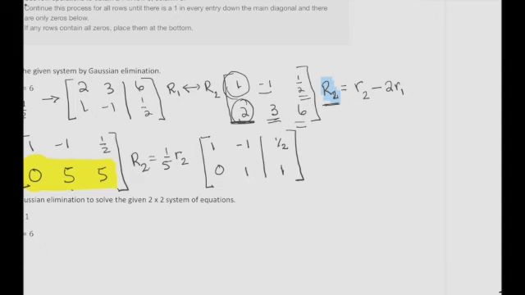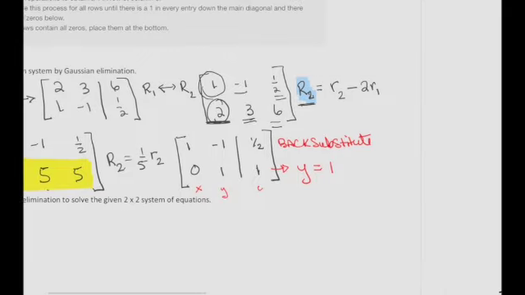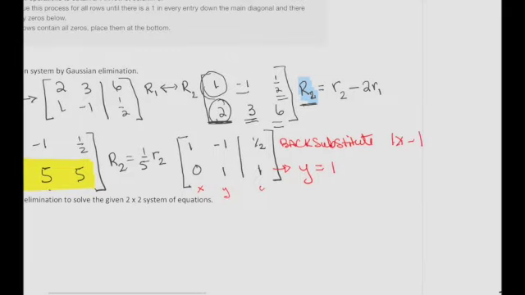Remember, this was the x column, this was the y column, and this is the constant column. It's not what it equals, it's the constant. So this very bottom equation literally is 1y equals 1. And then we're going to back substitute. So what I mean by that is, if 1x minus 1y equals 1/2, and I know that y is 1, I can add 1 on both sides now and solve and get 1.5 for x.